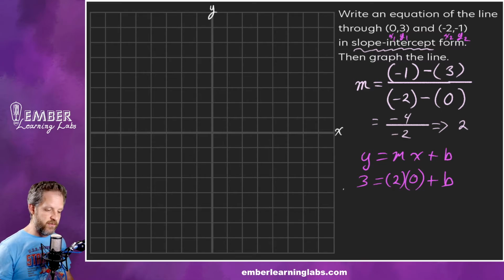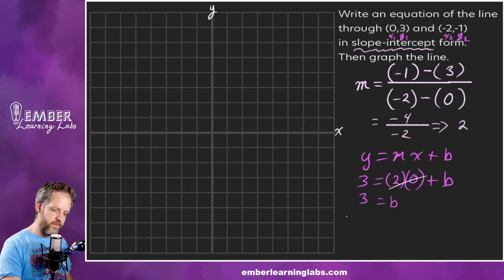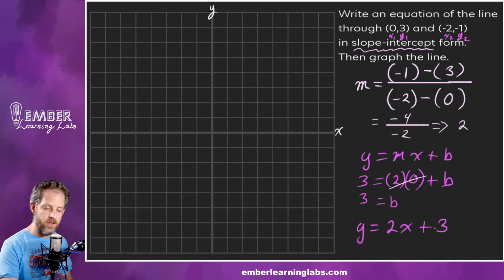Now I just need to solve for b. Well, 2 times 0, of course, cancels, leaving us with just b equals 3. So our final equation in slope intercept form would be y equals 2x plus 3.